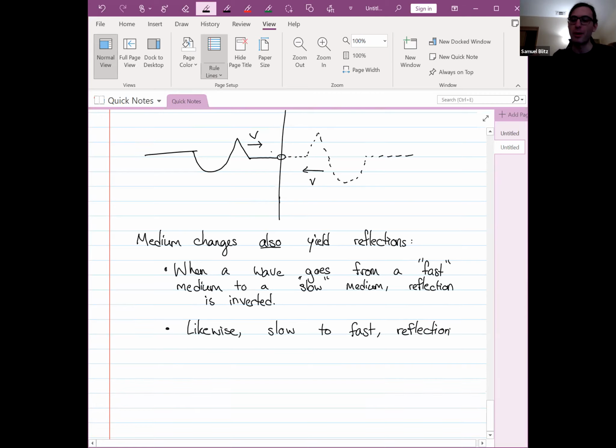And the amount that's transmitted depends on the difference in medium speeds. But we're not going to talk about that very much.